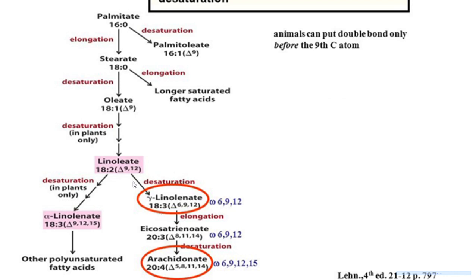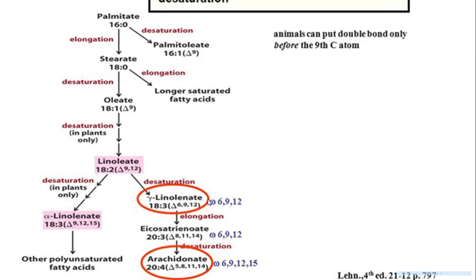If this linoleate should undergo desaturation in the other pathway, you are going to have 3 double bonds. In these 3 double bonds, you see here we have the gamma, which we are trying to represent. The gamma has its first double bond between carbon 6 and carbon 7.